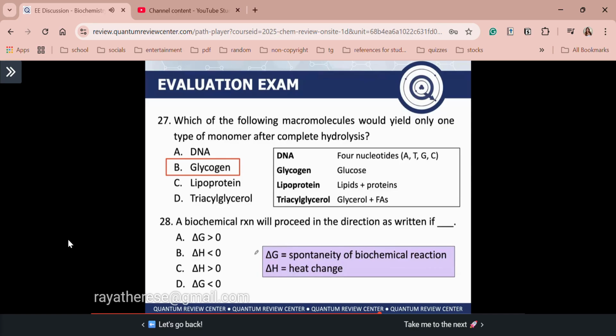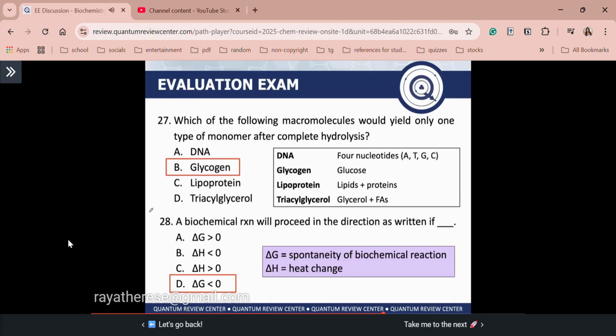We use your delta G, or your Gibbs free energy change, to determine the spontaneity of your reactions. Sir, delta H po is for heat change, class, okay? Or for heat transfer. So obviously, letter B and letter C are incorrect. Diba, when delta G is negative, spontaneous. When positive, that's non-spontaneous. That's why our answer here is letter D, wherein delta G or your Gibbs free energy change is less than 0. Okay, for number 28, our answer is letter D.